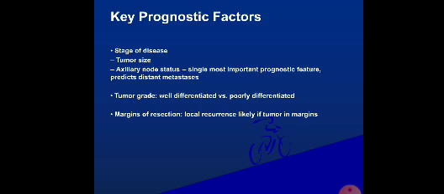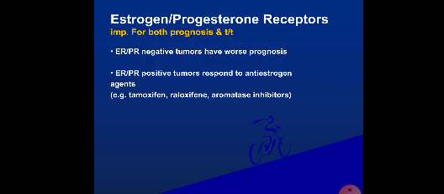Margin of resection: local recurrence is likely if tumor is in the margin. If tumor involves the margin, then local recurrence can occur. Then estrogen and progesterone receptors, important for both prognosis and treatment. ER/PR negative tumors have worse prognosis. ER/PR positive tumors respond to anti-estrogen agents like tamoxifen, raloxifene, aromatase inhibitors. So ER/PR receptors are advised to the patient. If ER/PR positive, then prognosis is good because they respond to the anti-estrogen agent.